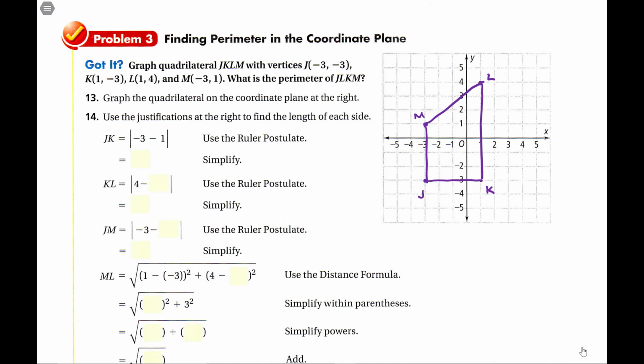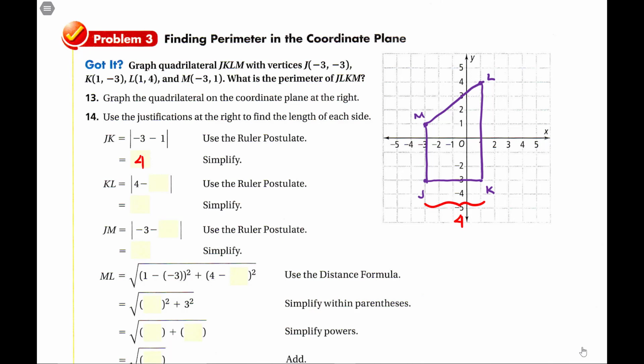So we're going to use the justifications to find the length of each side. For JK, we're using the ruler postulate. We're just finding the distance between J and K, or we could simply count up the squares. -3 minus 1 is -4. The absolute value of that is +4. So it's 4 units from J to K.